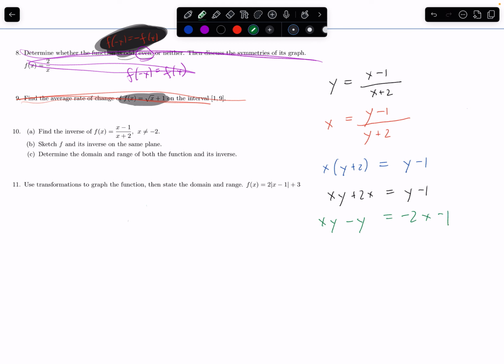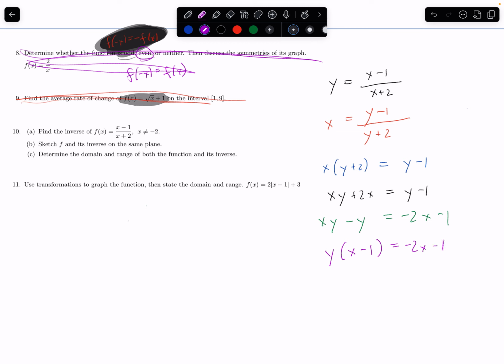Okay, and then now it's one of those critical steps we've seen before, but we're going to factor out the y here. So it's going to be x minus 1, right? Y times x is xy, and then y times negative 1 is negative y, so that makes sense.